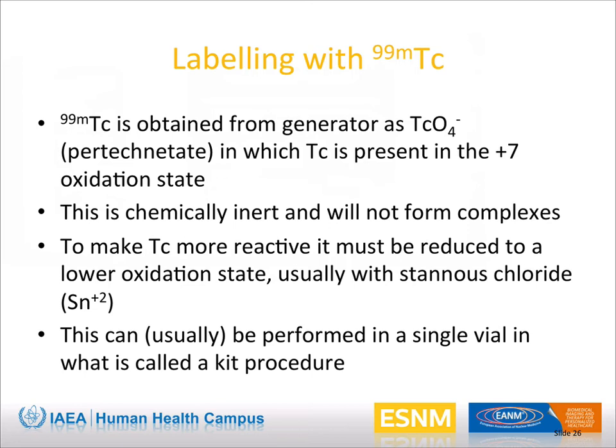The form that technetium comes from the generator is pertechnetate, TcO4-, in which the technetium atom is present in the +7 oxidation state. This can be used for thyroid imaging, but in order to make complexes, we need to first of all chemically reduce the technetium to a lower oxidation state, usually with stannous chloride, and this can be performed in what we call a kit procedure in a single vial that contains all the non-radioactive components in pharmaceutical grade form, and the labeling reaction takes place often at room temperature.